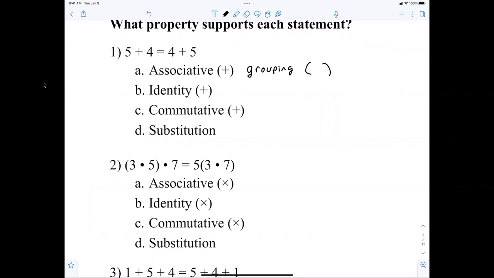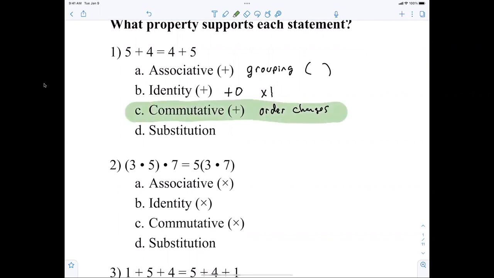The identity is when you add 0 or you multiply by 1. Commutative property is when the order changes. And a substitution is what it means when you substitute one value in for another value. So with that brief little review, everybody should be able to look at number 1 and say, that's what? C, commutative property, yes. All right.